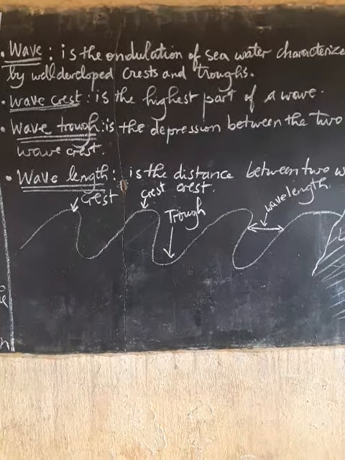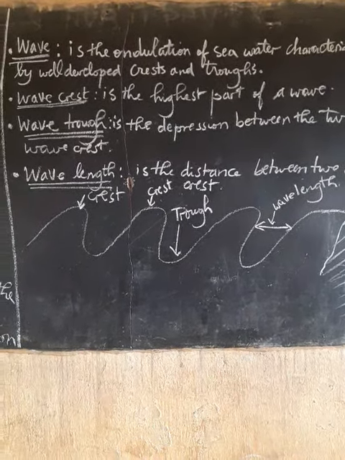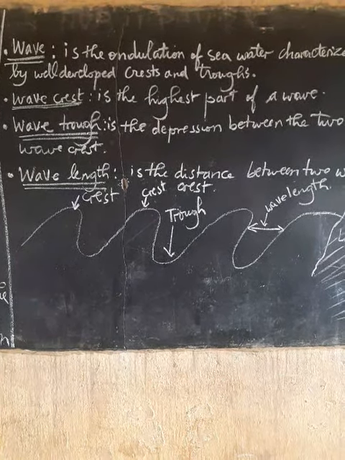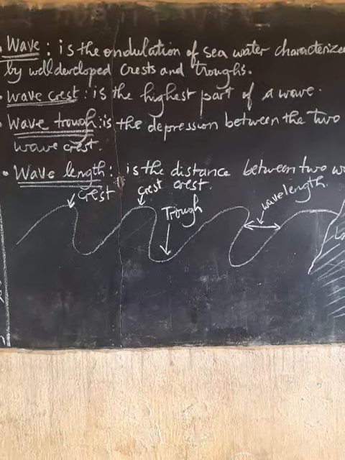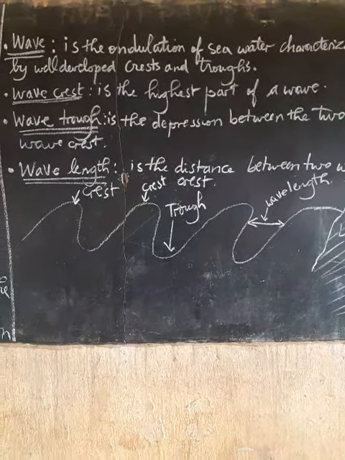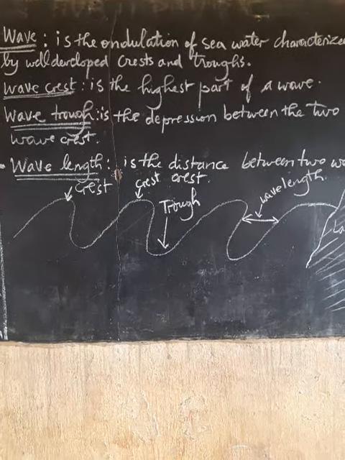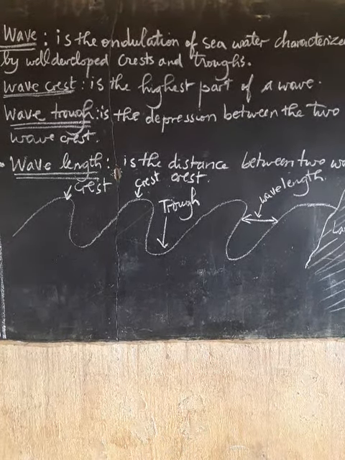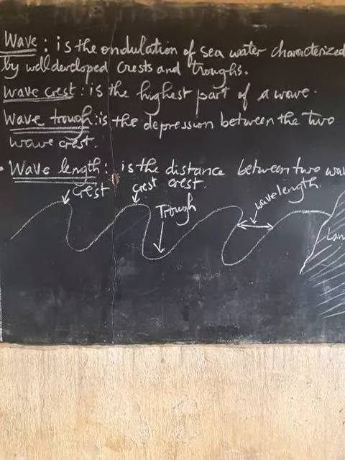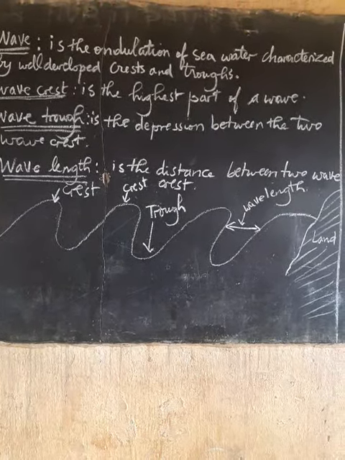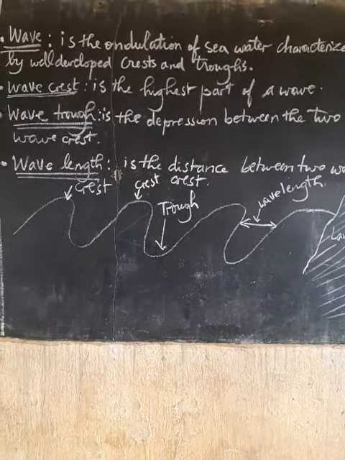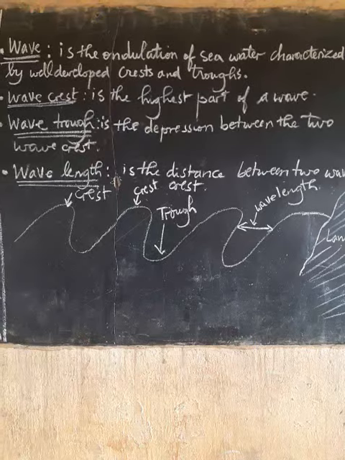We are going to understand clearly by referring to the diagram below. We have a wave trough. A wave trough is the depression between two wave crests. So a depression between two wave crests is referred to as a wave trough. We have a wavelength. A wavelength is the distance between two waves.